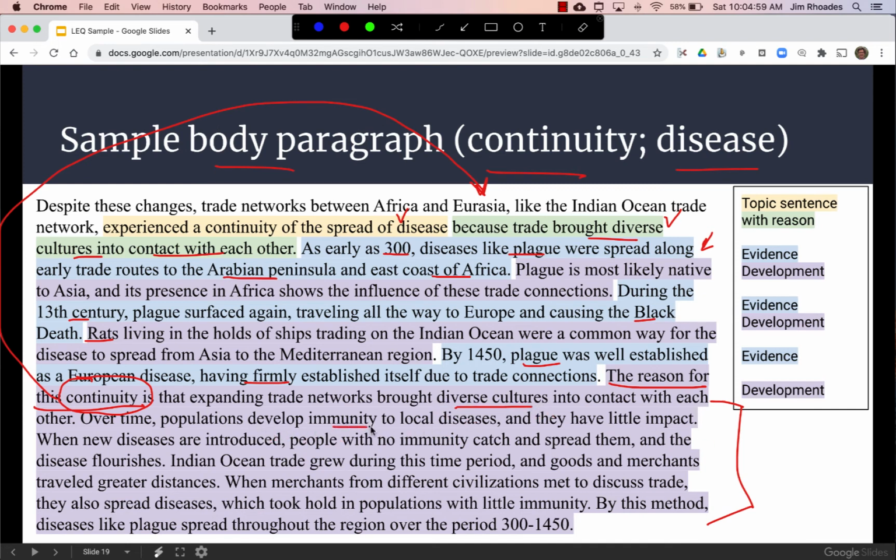populations develop immunity. When new diseases are introduced, people with no immunity spread them. Indian Ocean trade grew, goods and merchants traveled distances. When they met to discuss trade, they spread disease, which took hold on populations with little immunity. By this method, diseases like the plague spread. So notice that this purple right here is the longest one. So I've just got a little mini guy here, and then I really get into it here. And all I'm done in green is basically introduced the argument that I make in detail down here.